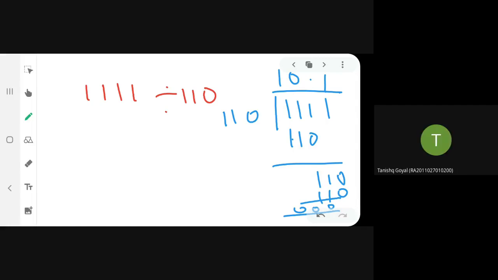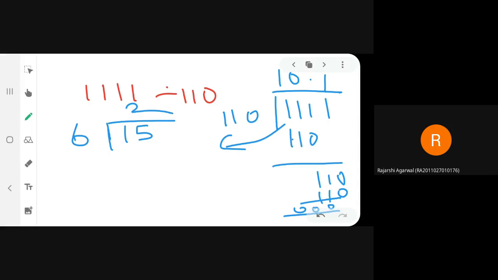Okay. So in decimal equivalent, what is the decimal equivalent of 1111? 15. Okay, 15 only. So what about 110? 6, ma'am. 6. So if you do the division, what is 110 by 6, the answer that you are getting?